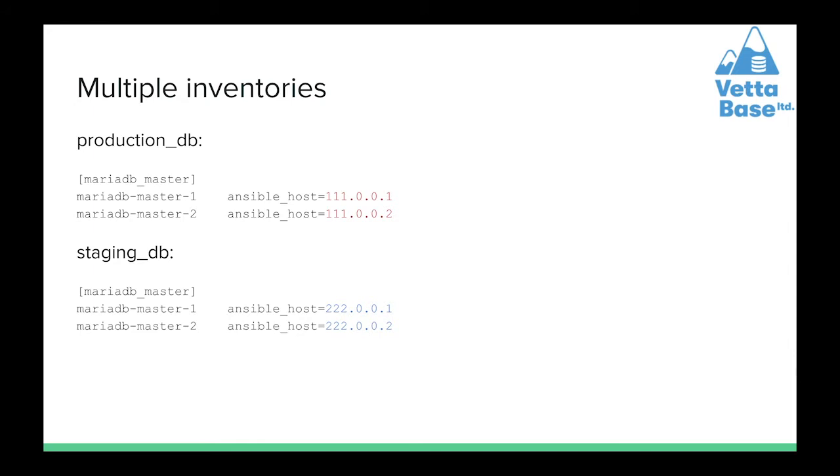So in this example, we have a production DB inventory and a staging DB inventory. As you can see, they define the same groups and the same hosts, and the host aliases are the same. If you look at Ansible host, the IPs are different. So whichever inventory we decide to use, we will have the same aliases. We can deploy on these aliases, but depending on whether we are using production or staging, we will actually deploy to different servers.